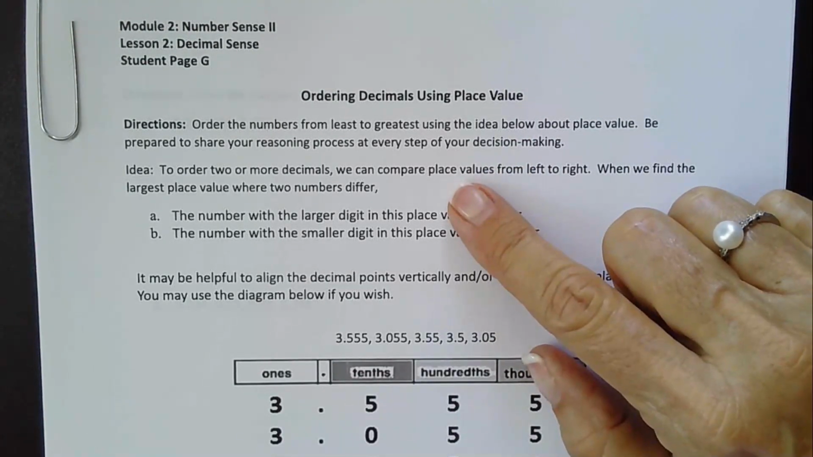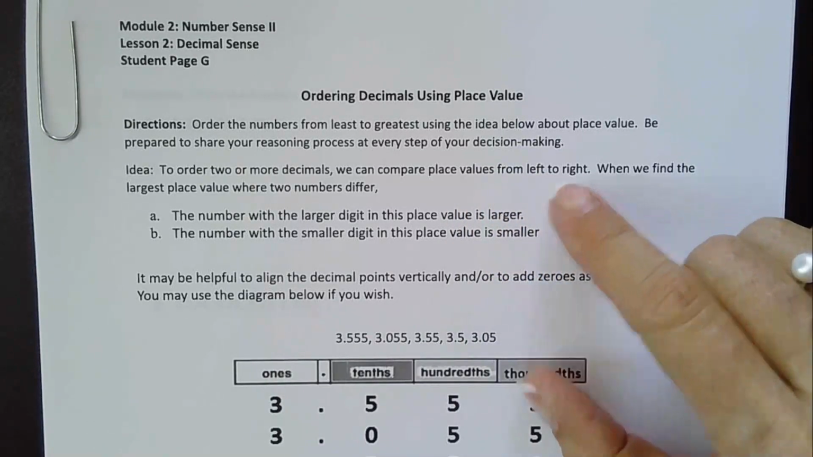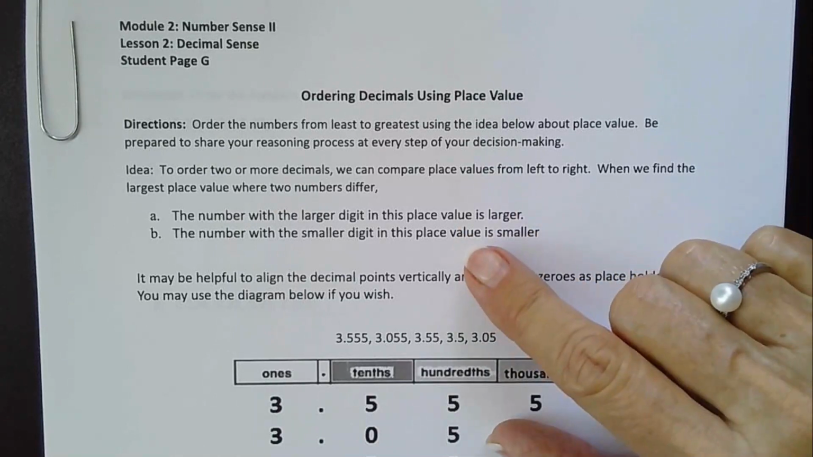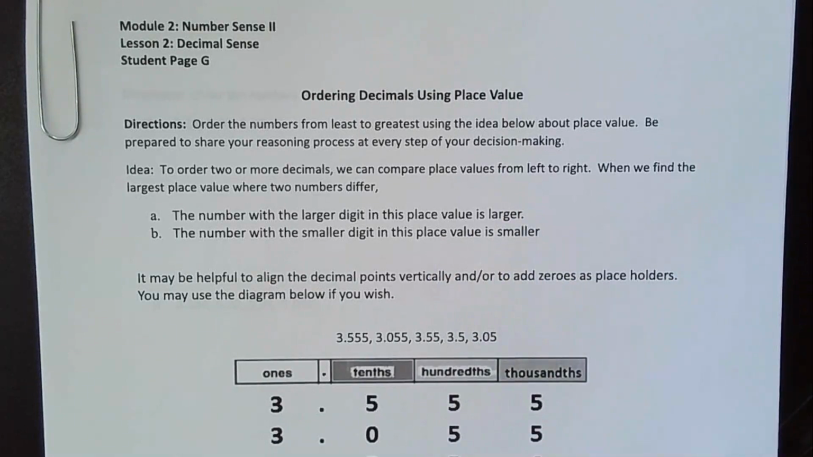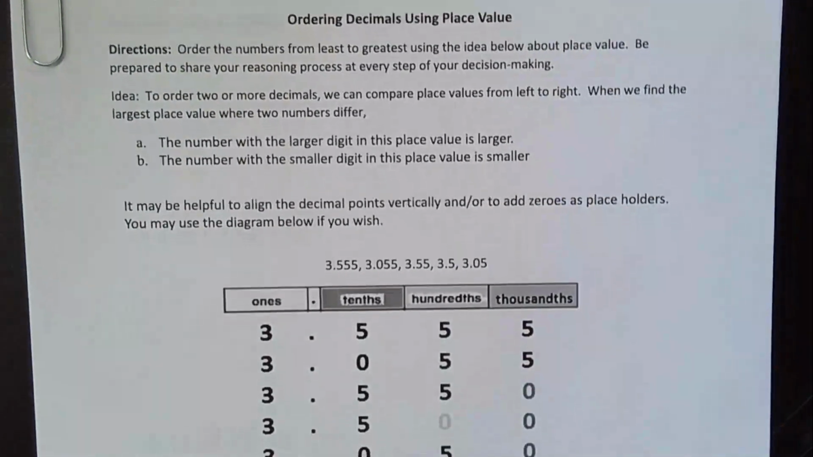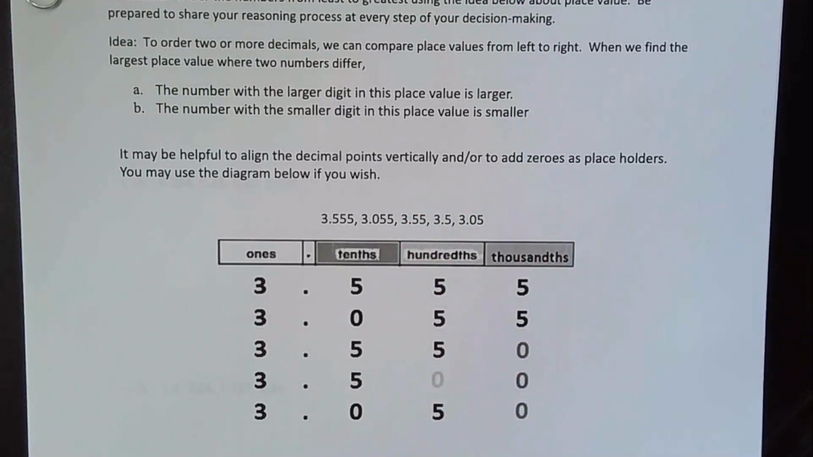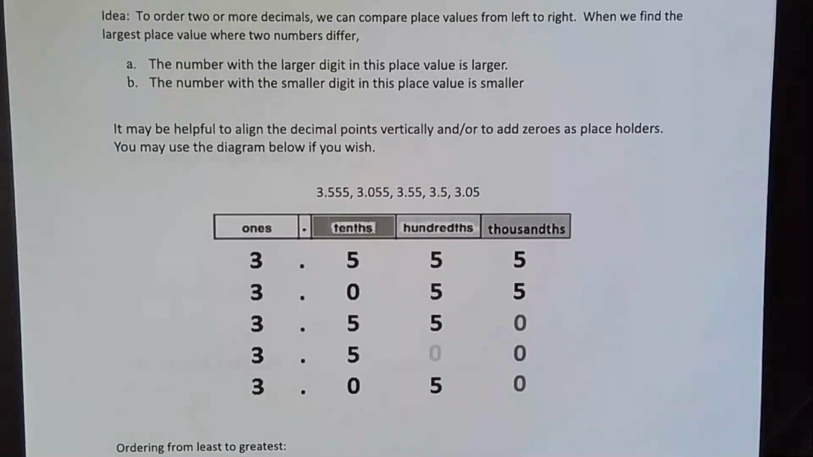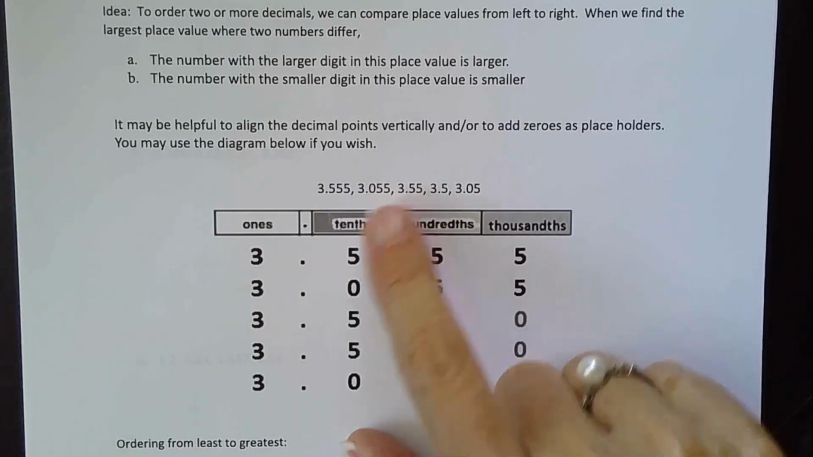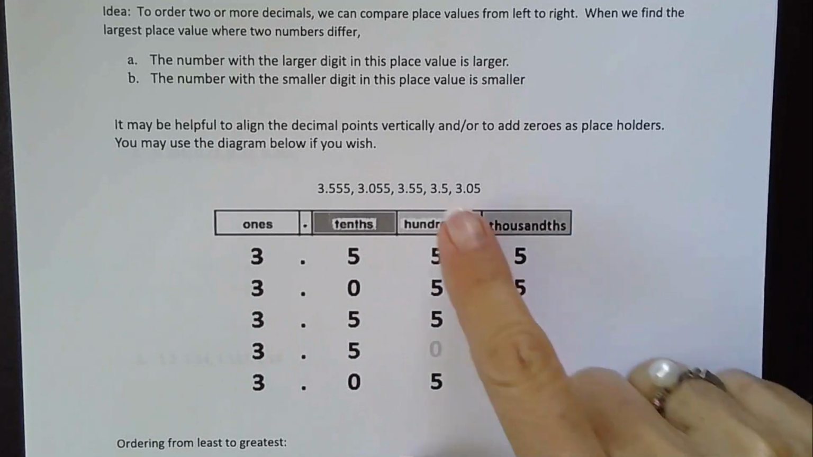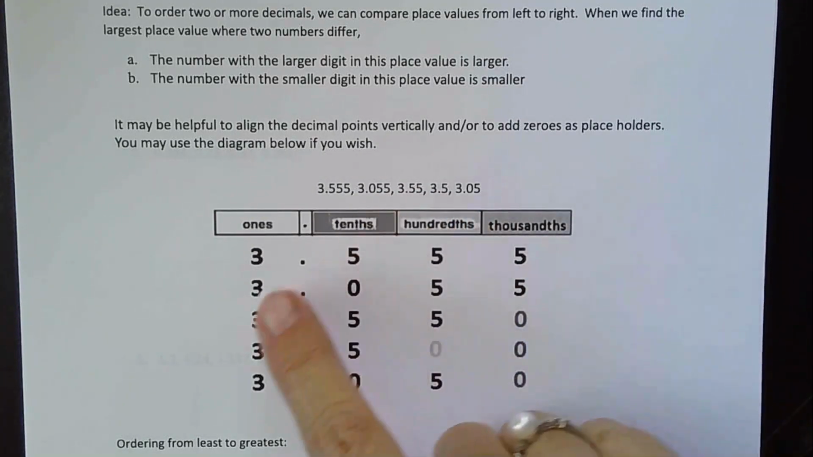So to order 2 or more decimals, you can compare place values from left to right. We find the largest place value where 2 numbers differ. The number with the larger digit is the larger, the number with the smaller is the smaller. Align the decimal points vertically and add zeros as placeholders, just like we did on the last page. So 3.555, 3.055. This one only has 2 place values, so we add a 0, so 3.550.